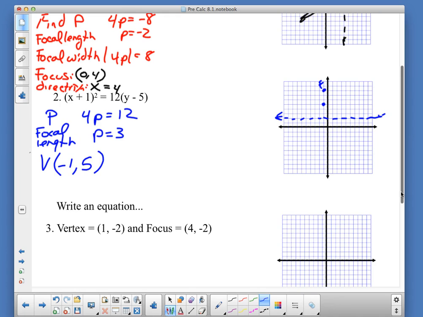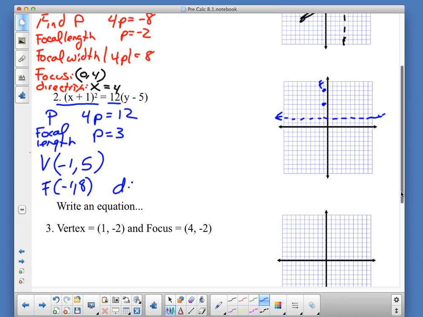My p, my focal length, is 3. It shows me, when it's positive, the distance from the vertex, and my vertex was -1, 5. 3 more units, I get my focus, which is -1, 8. So I've got my focus sitting at -1, 8 if I'm asked where it's at. Then I've got my directrix. My directrix is going to be a horizontal line in this case because I've already determined, because of that x squared, it's opening up, and it's up because of the 12. It could be up or down because of the x squared.